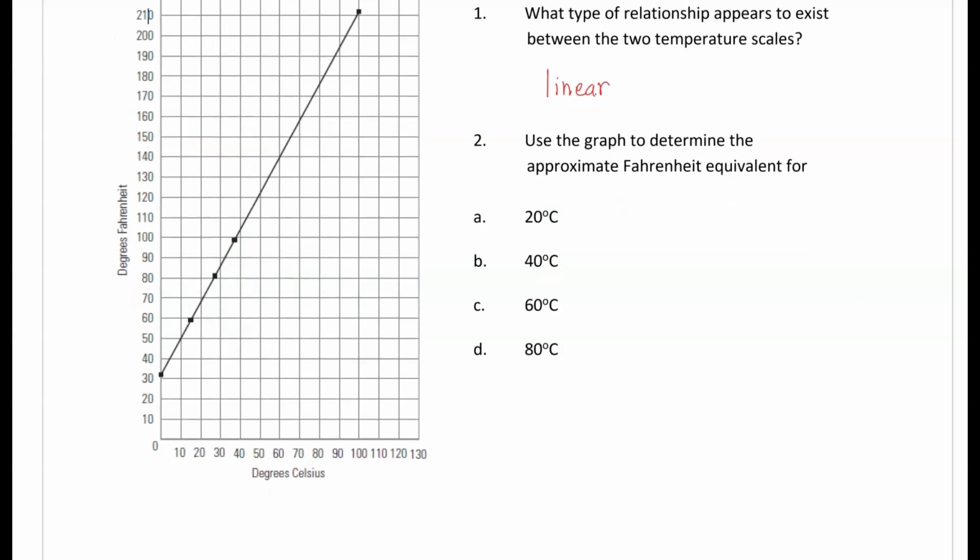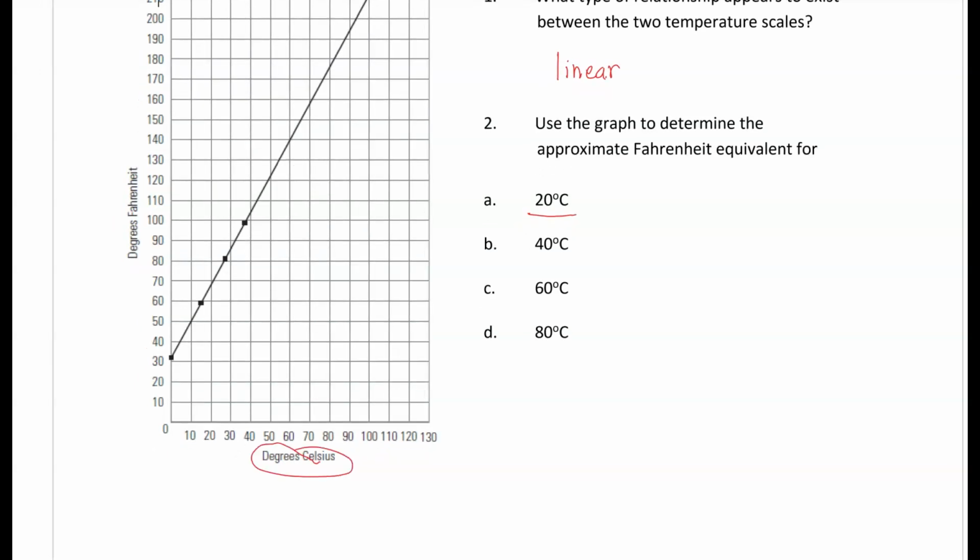If we look at the following temperatures, so using the graph, determine the approximate Fahrenheit. So if we have 20 degrees Celsius, we want to figure out the approximate temperature in Fahrenheit. Well, degrees Celsius is on the bottom here. So if we go up from 20, it's going to reach right here. And then we want to figure out in Fahrenheit, so we want to make our line right across, and it'll connect right there. So we can guess that this is going to be approximately 68 degrees Fahrenheit.